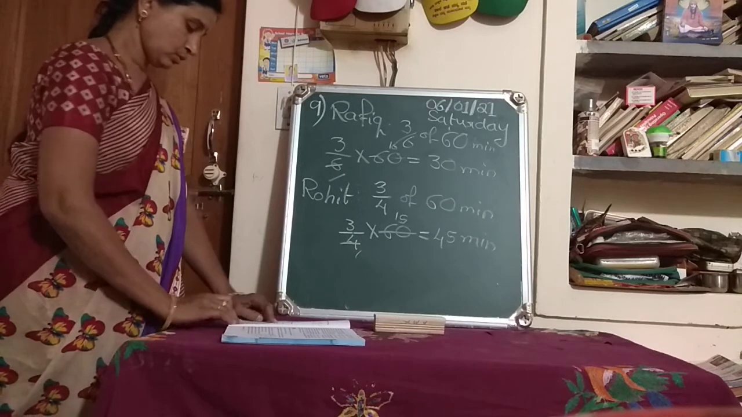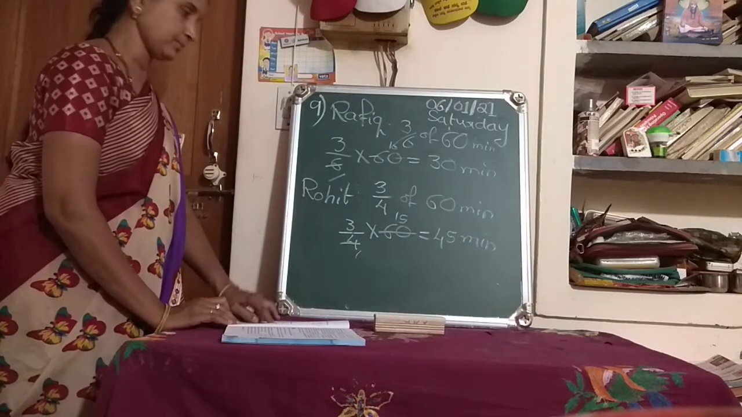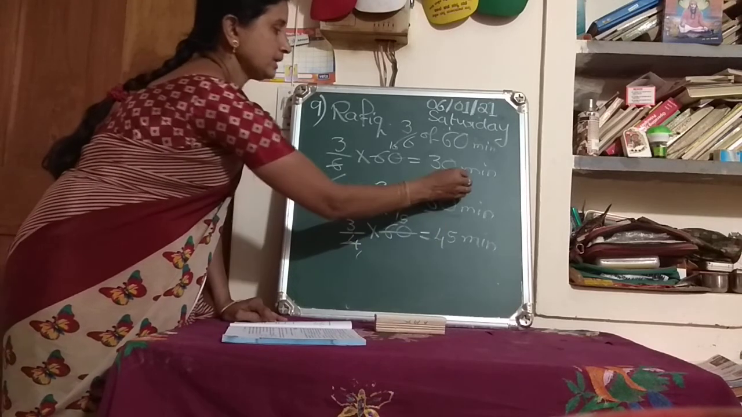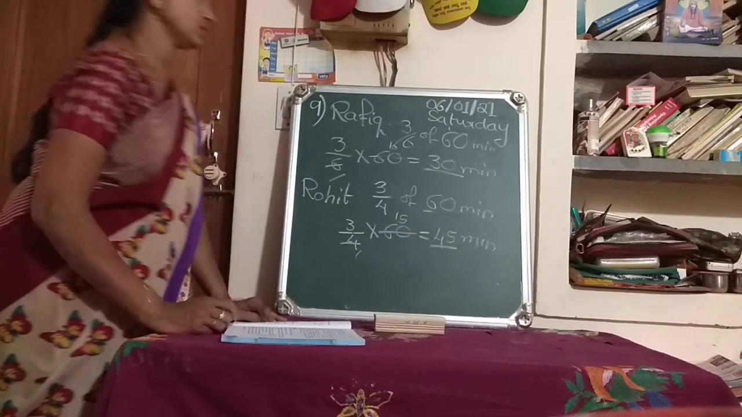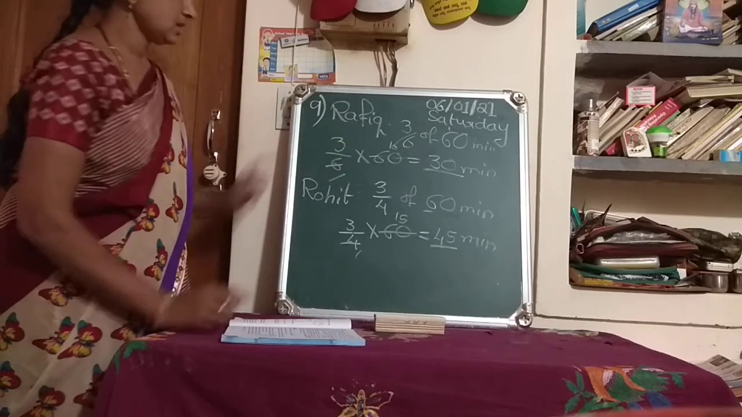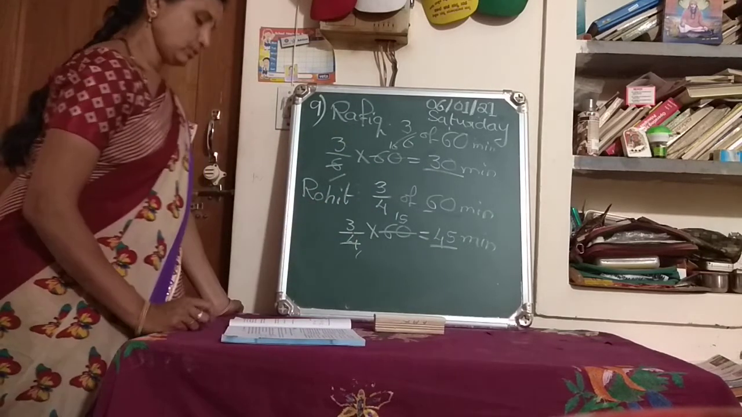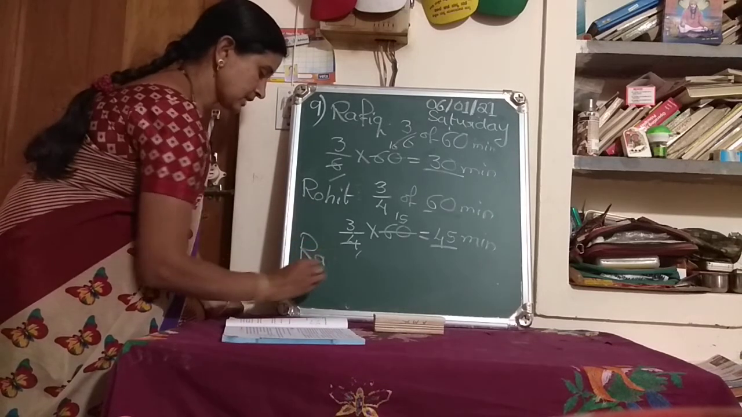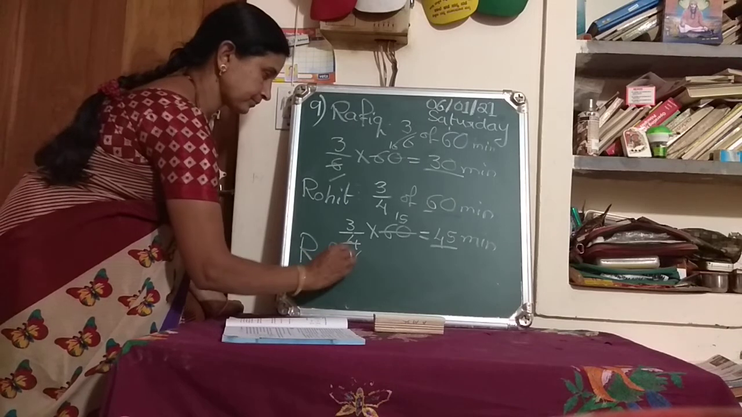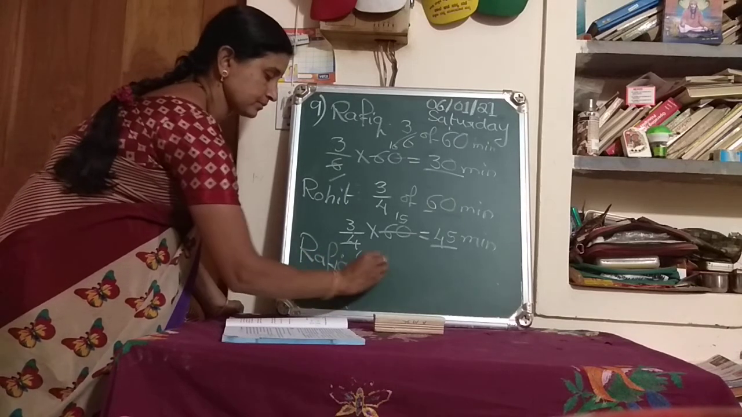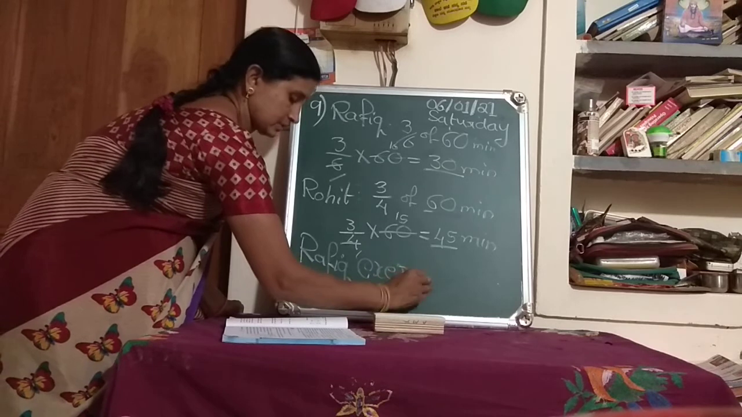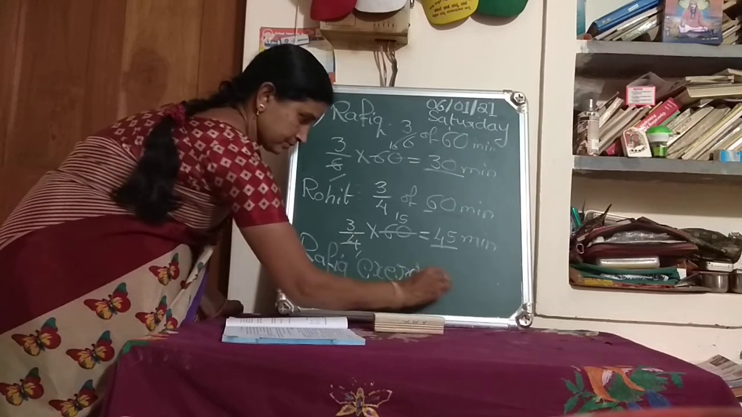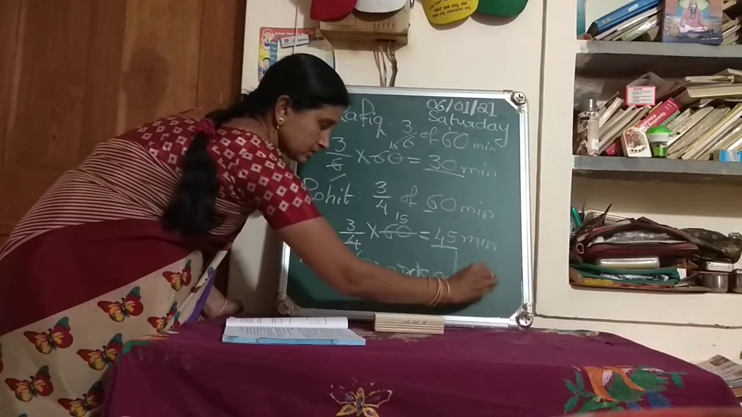The question is, who exercised for a longer time? We can see clearly 30 minutes and 45 minutes. Rafiq does 30 minutes and Rohit 45 minutes. We can easily say Rohit exercised for the longer time.